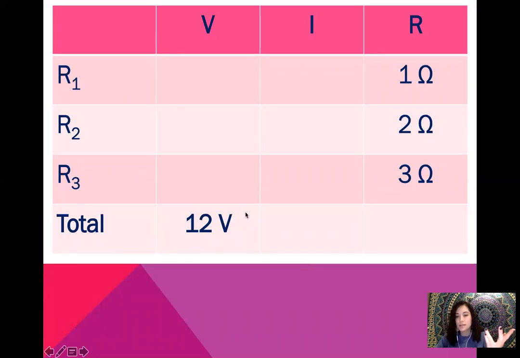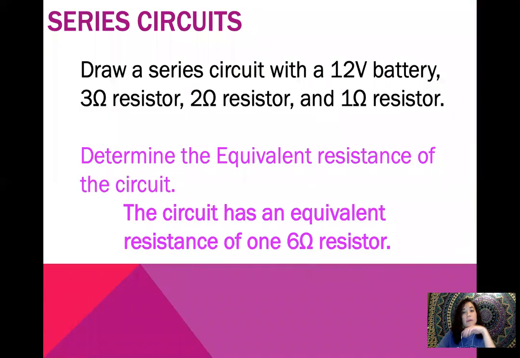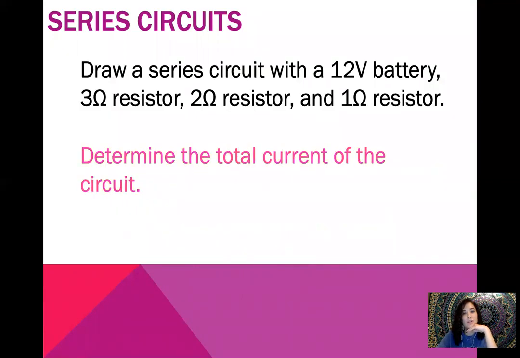My total has to equal the size of the battery that we started with, right? I don't suddenly get more voltage. And then I just filled in the resistance for each of our resistors. We've got one that's 1 ohm, one that's 2 ohms, and one that's 3 ohms. So resistance in a series circuit is additive. So 1 plus 2 plus 3 equals 6. The total resistance of my circuit is 6 ohms. There we go. 6 ohms. Nailed it. Crushed it. We're so smart.